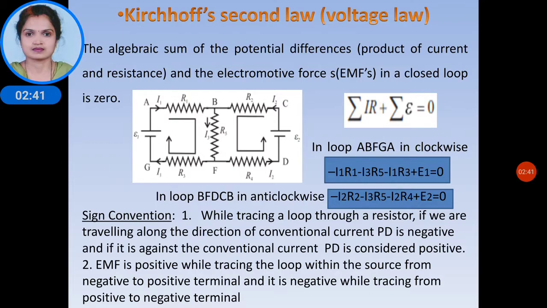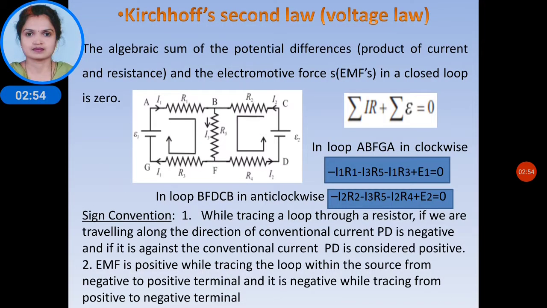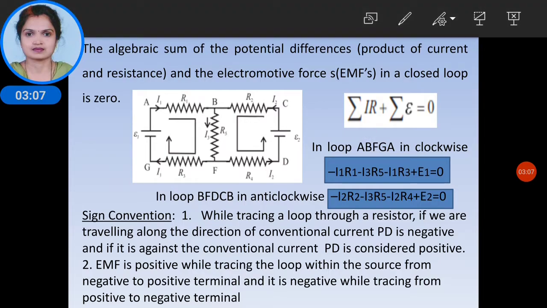Now we'll go to Kirchhoff's second law, which is also called the voltage law. What does this law say? It states that the algebraic sum of the potential differences, which is nothing but the product of current and resistance, and the electromotive force in a closed loop is equal to 0. In equation form, it becomes summation of IR, which is the product of current and resistance, that is the potential difference, plus summation of electromotive force, that is E, which is equal to 0.